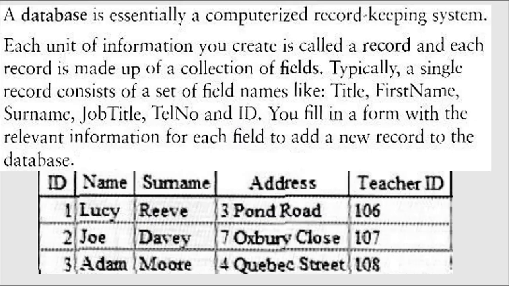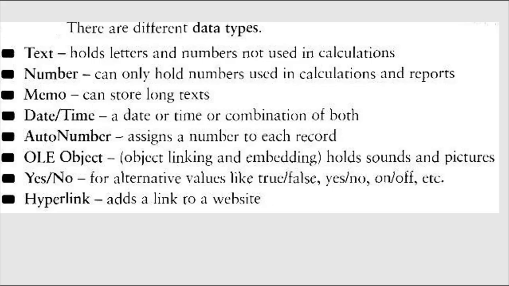A database is essentially a computerized record-keeping system. Each unit of information you create is called a record, and each record is made up of a collection of fields. Typically, a single record consists of a set of field names like title, first name, surname, job title, number, and ID. You fill in a form with the relevant information for each field to add a new record to the database. There are different types.